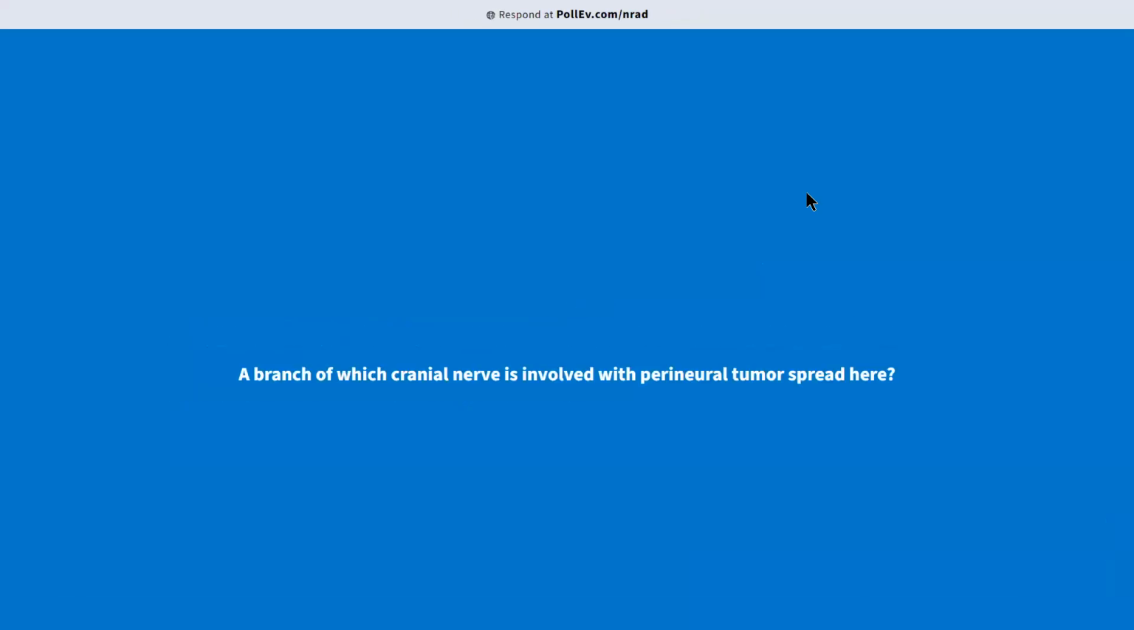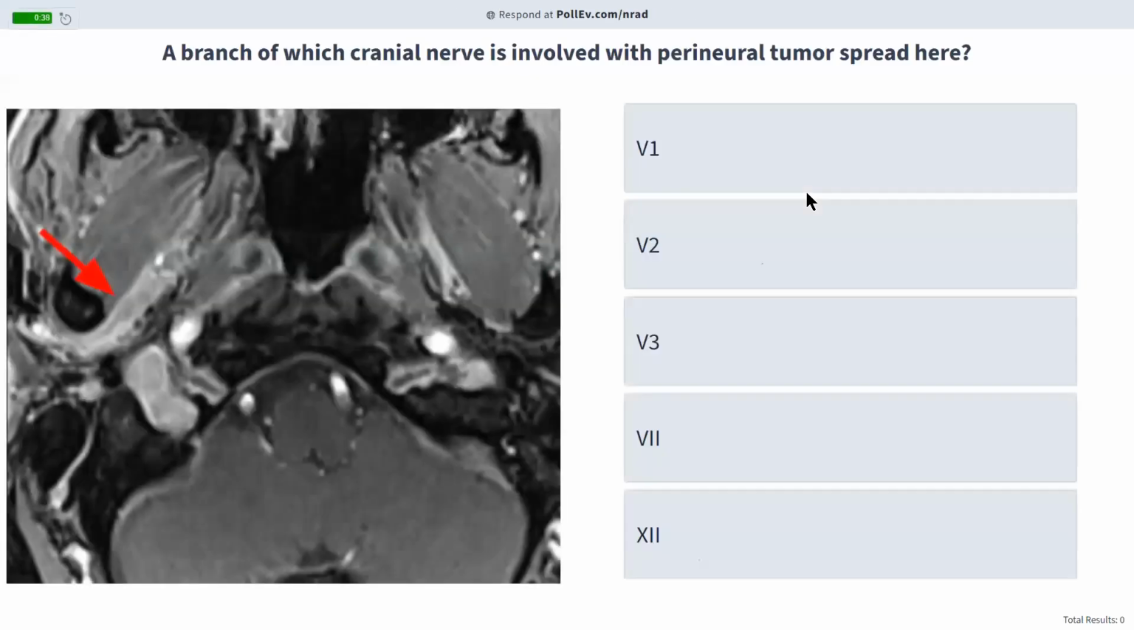A branch of which cranial nerve is involved with perineural tumor spread here? This is an axial T1 post-contrast image with fat suppression. I'll tell you, this patient had a cutaneous squamous cell carcinoma of the face.